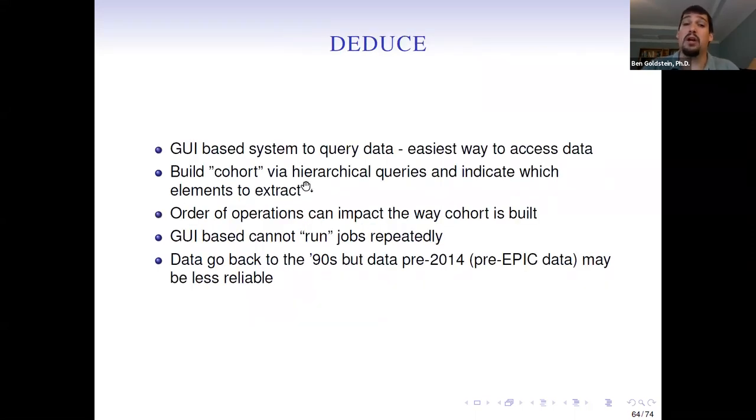But to make you aware, Deduce is a GUI-based system to query data. It's probably the easiest way to access data. You build a cohort via hierarchical queries and indicate which elements to extract. The biggest challenge of this is that because of its GUI nature, the order of operations can impact the way the cohort is built. So depending on how you begin to filter out your data set, if you put, I want men before the age, you may get something slightly different.